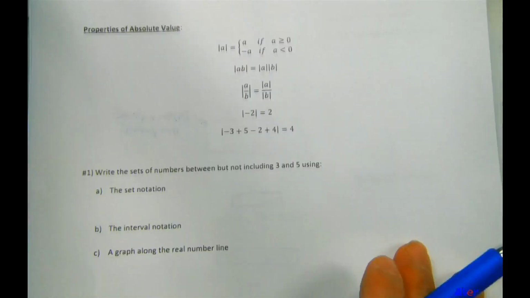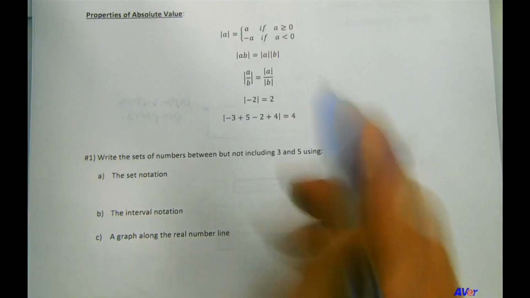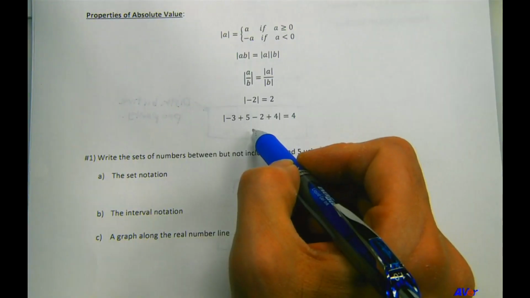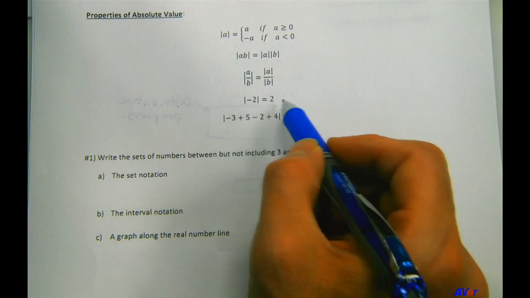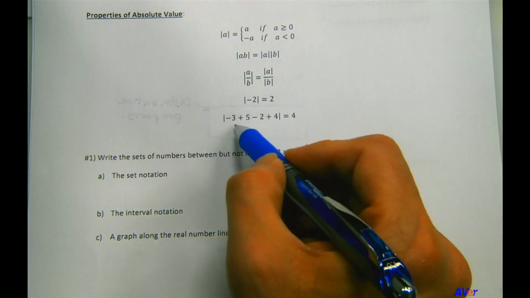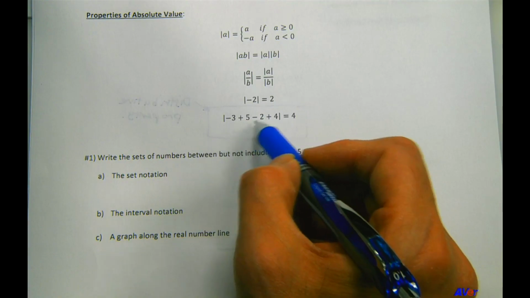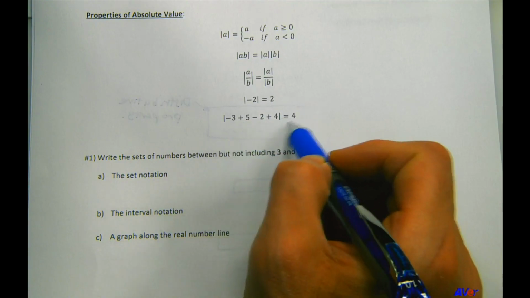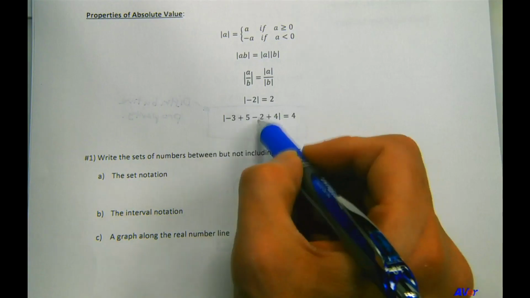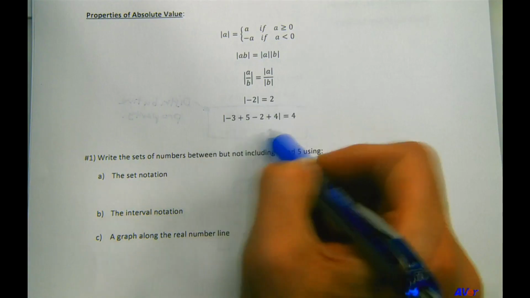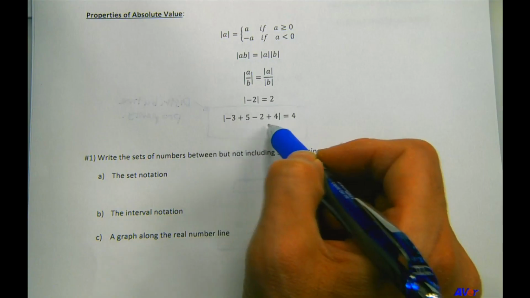Okay, so here are a couple of examples. If you have the absolute value of minus 2, that's equal to 2. The absolute value of negative 3 plus 5 minus 2 plus 4 equals 4. So first add all the terms inside the absolute value and then apply the absolute value.